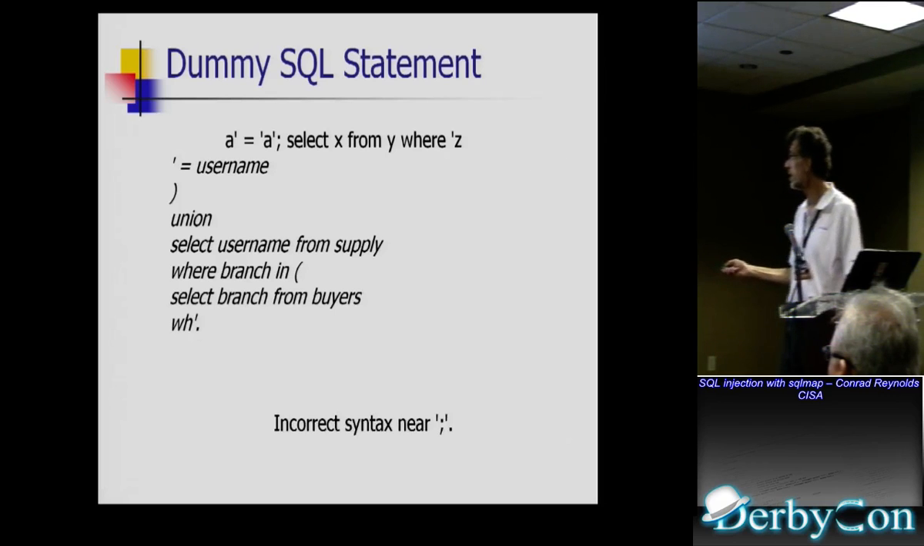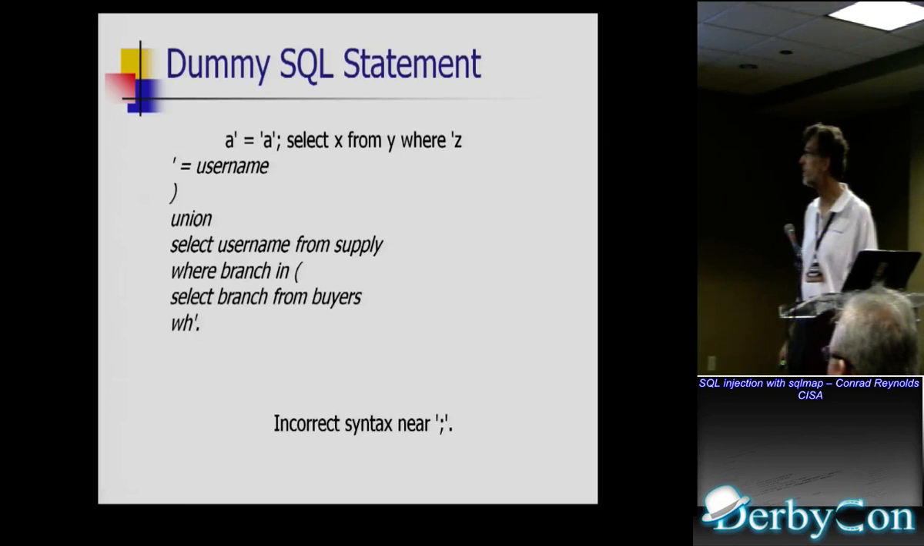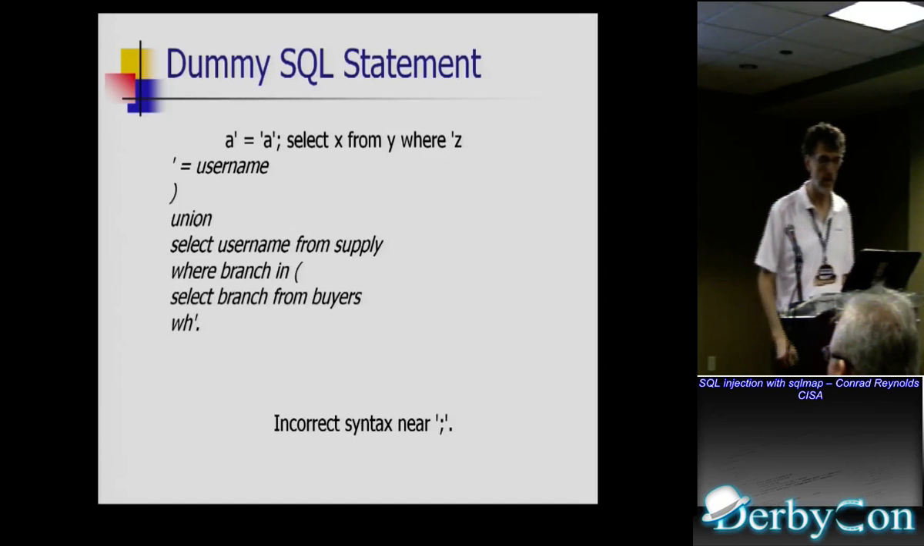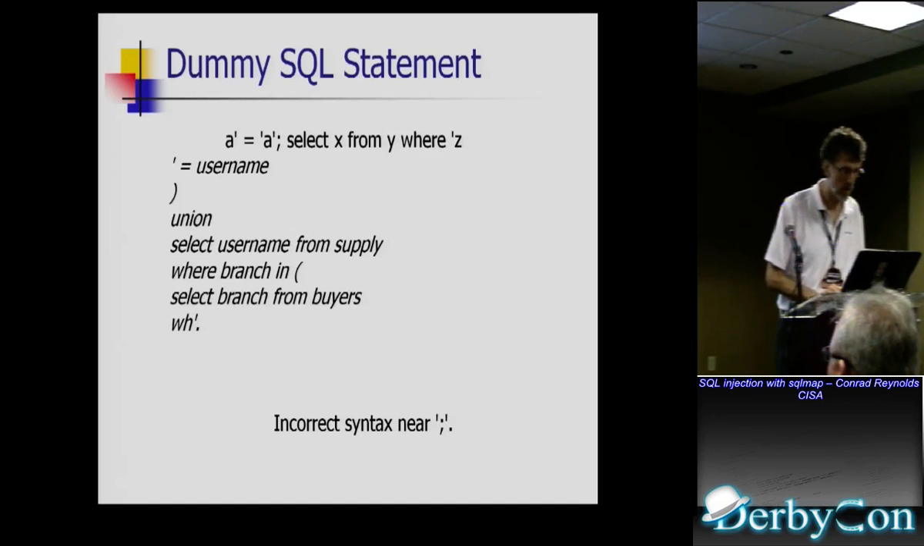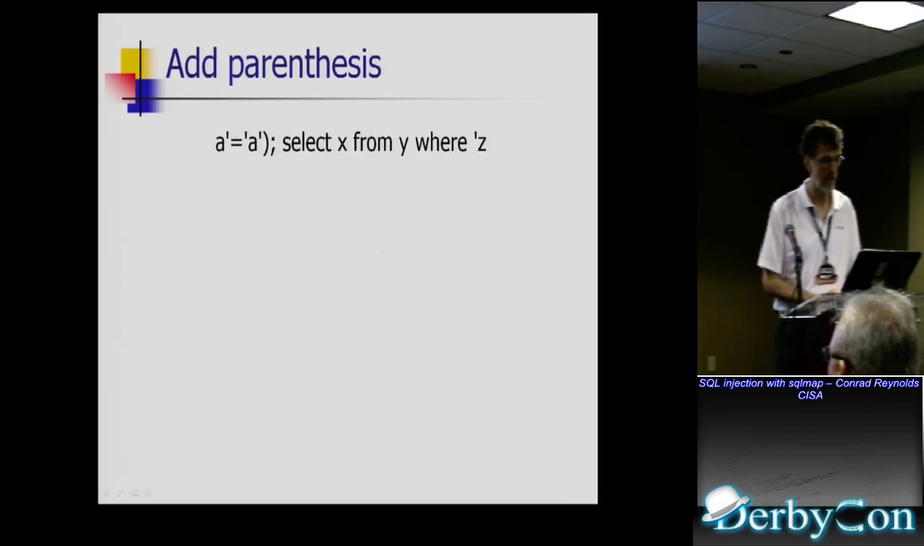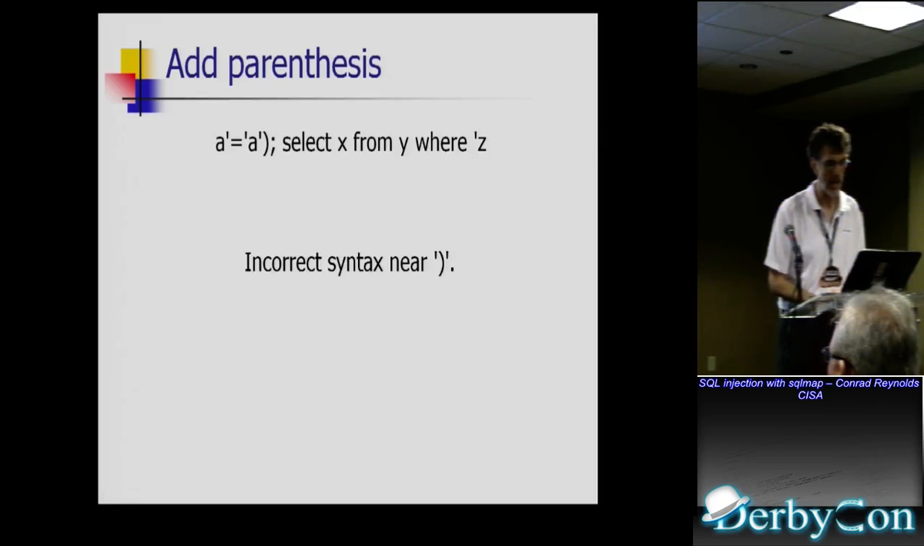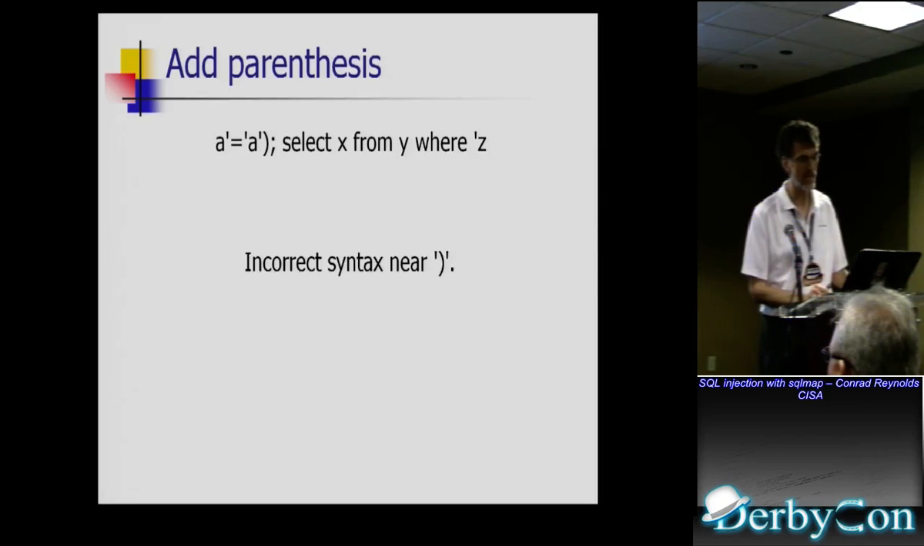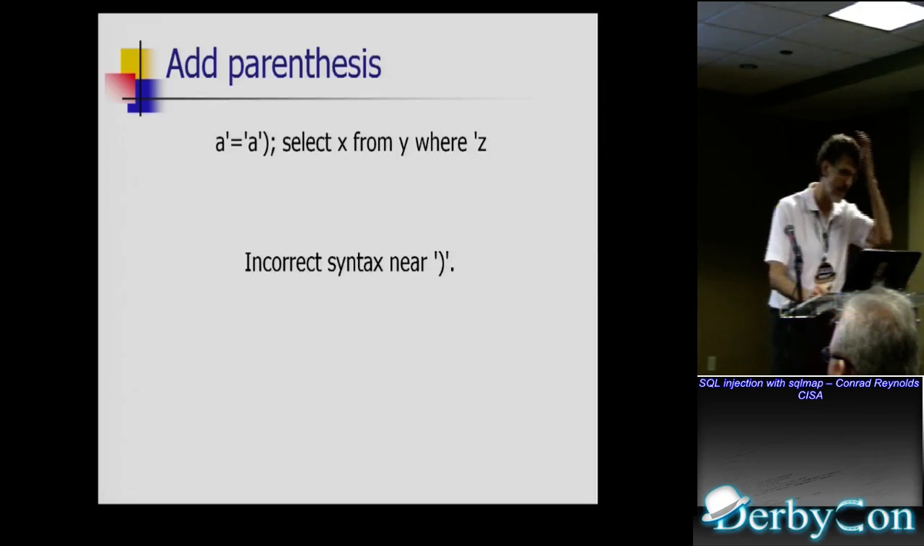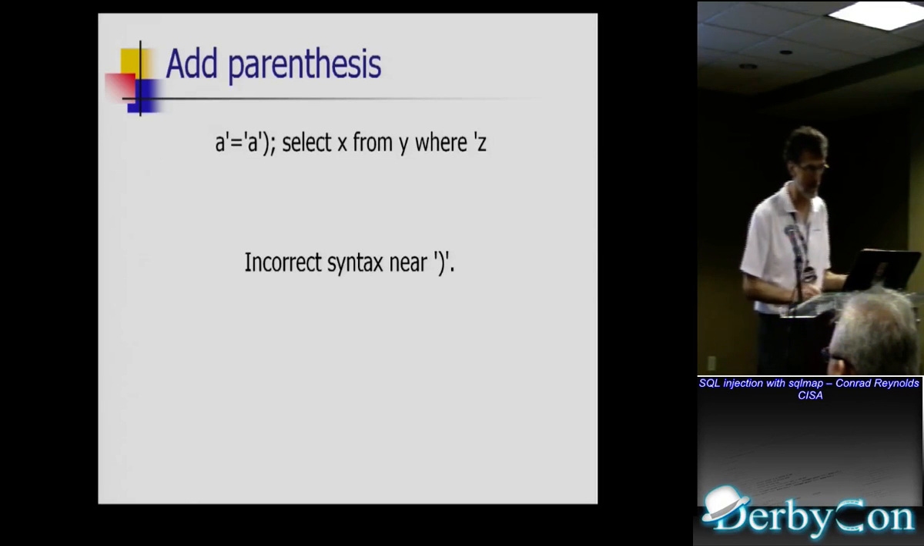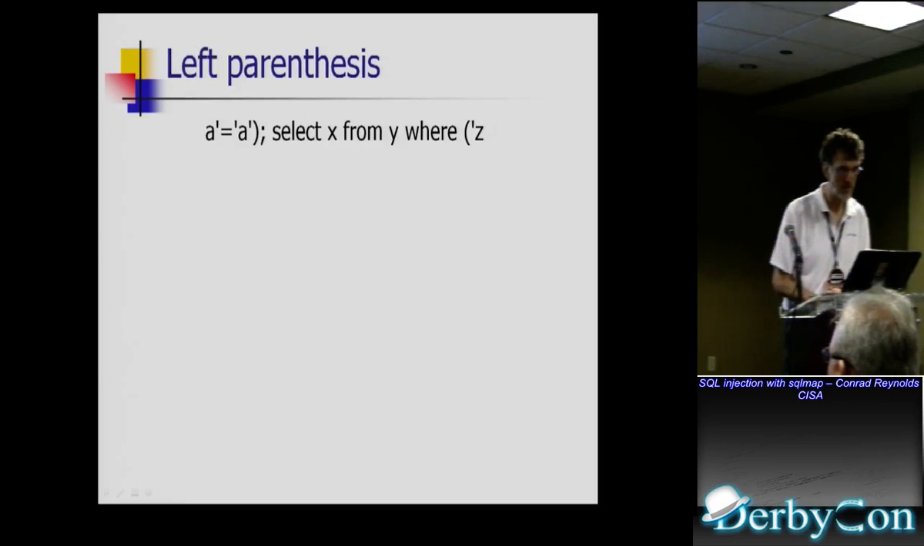And I get incorrect syntax near my semicolon. Well, I figured that was probably because I didn't have enough parentheses. So I stuck one in. All right, just stick in a parenthesis. Let's see what happens. And it comes back and it says, okay, well, now your parentheses aren't lining up. All right, okay, so now I got too many right parentheses. I need a left parenthesis. So I stick a left parenthesis in. And I stuck it in over there.